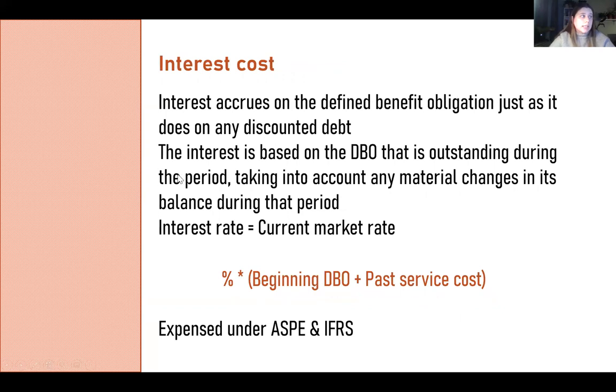So interest cost is the interest that accrues on the DPO, just as it does on any discounted debt. The interest is based on the DPO that is outstanding during the period, taking into account any material changes in its balance during that period. Your interest rate is always going to be equal to the current market rate when you're doing this type of problem. And how to find the interest cost is you take your current market rate times your beginning DPO plus your past service cost. And it's expensed under ASPE and IFRS.